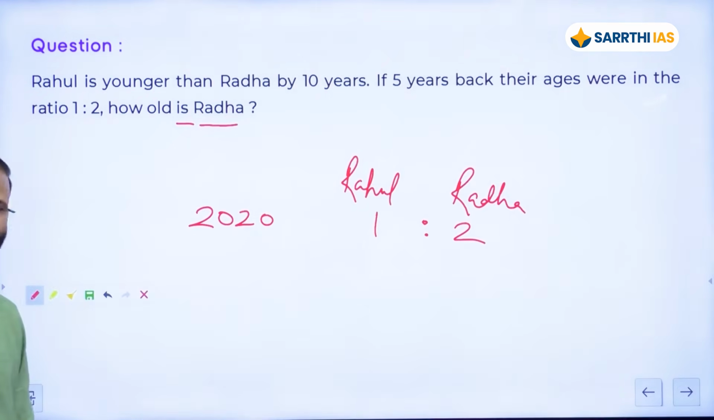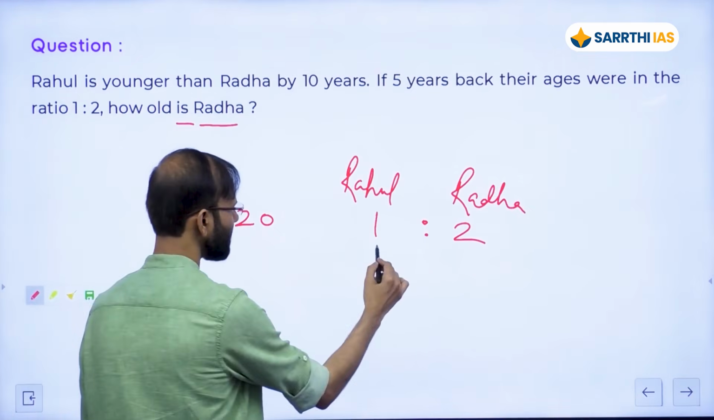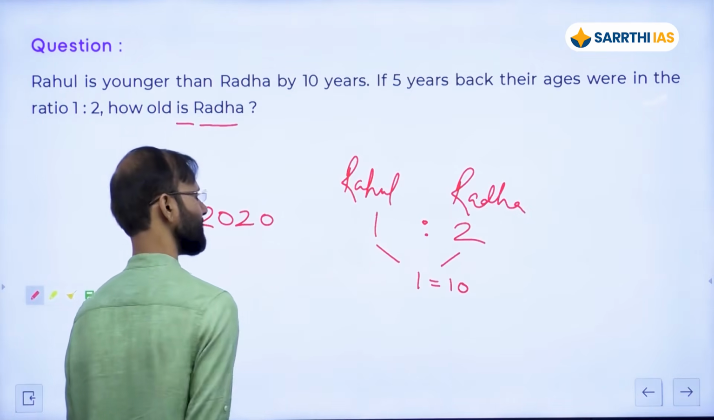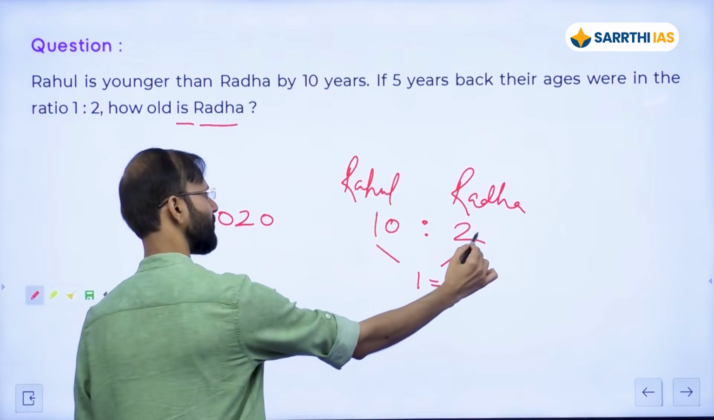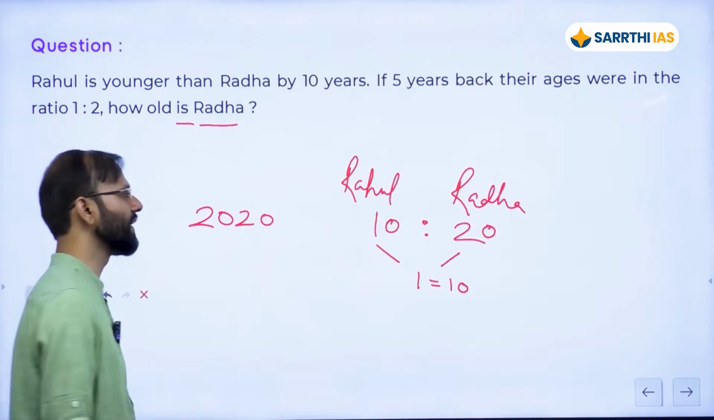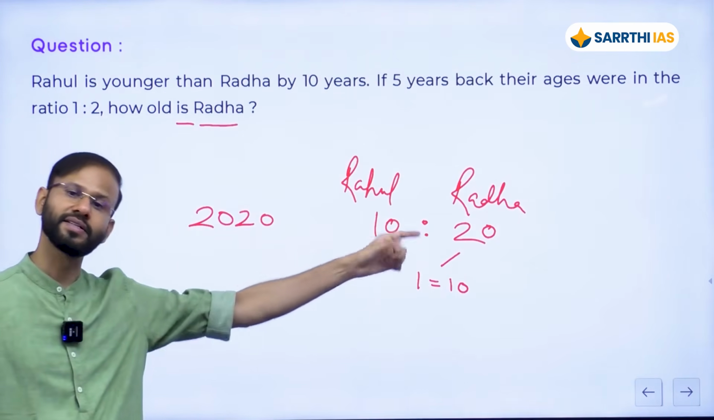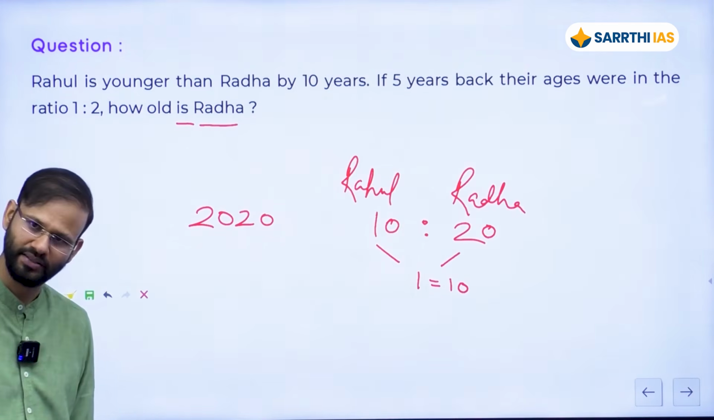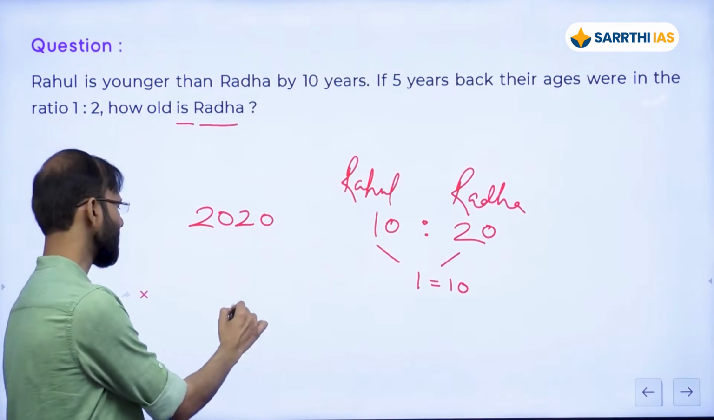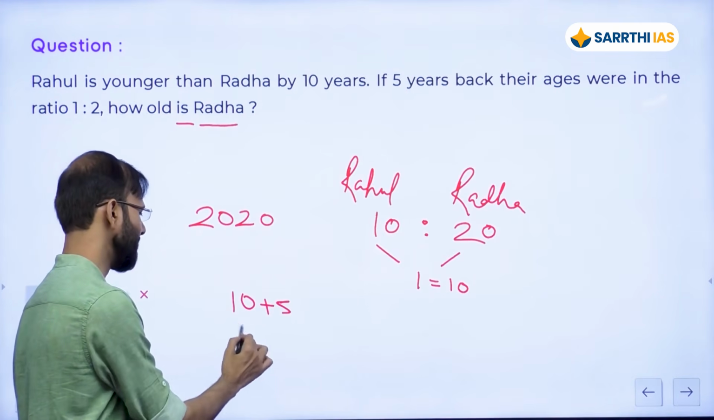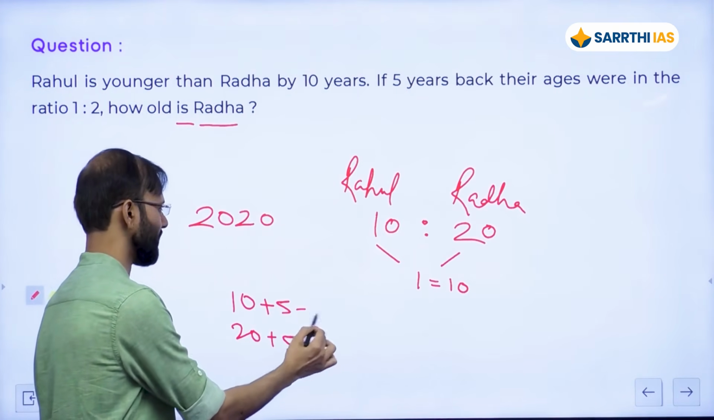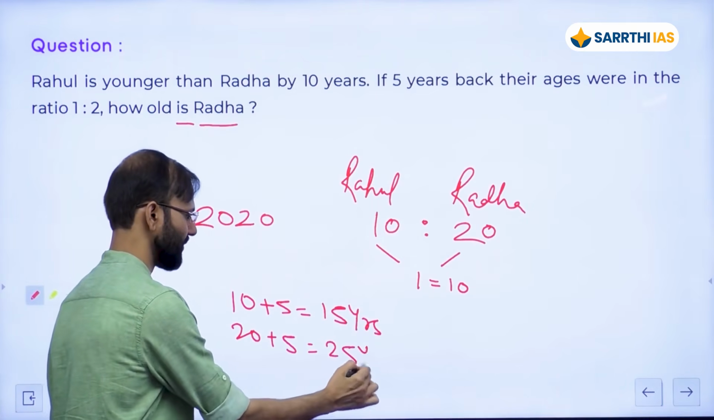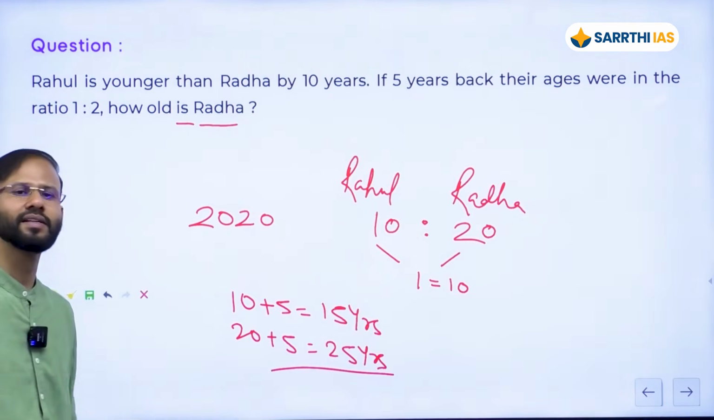Guys, it is clear? What is the difference between their ages in the question? 10 years. So guys, you know what? In 2020, their ages were 10 years and 20 years respectively. Right? So today their ages are 10 plus 5 and 20 plus 5. So this is Rahul today and this is Radha today. Guys, it is clear?